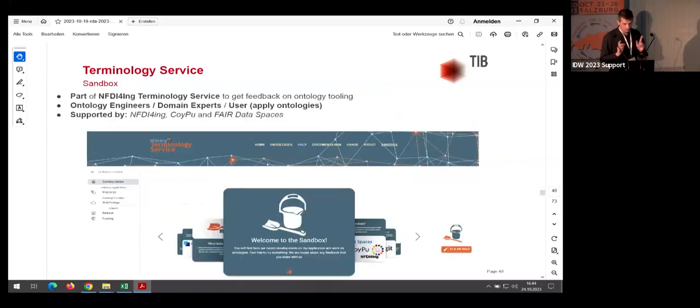So now, quickly, this is the Sandbox. That's part of the terminology service. And here we introduce some new tools. And what we actually want is to bring those tools out. We want to show them to the community, and we would really love to get feedback on how the community thinks that such tools are useful, or how they can be adapted or further developed, and the like.